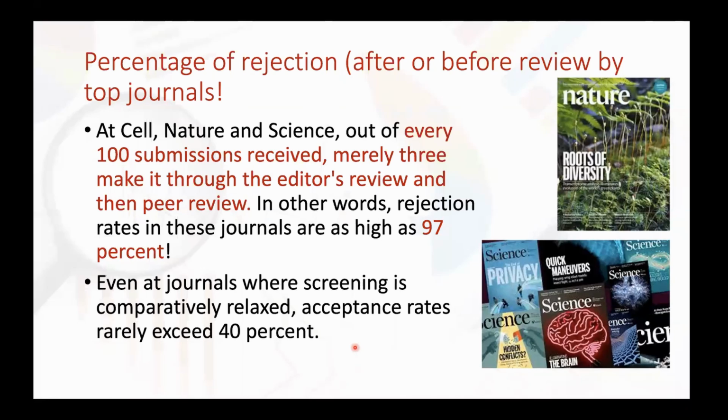Even at journals where screening is comparatively relaxed, acceptance rates rarely exceed 40%. That means even in moderate journals, the acceptance rate is maybe around 40%. So the review process is very strong in all the good journals. That you have to remember. Once you submit to a good journal and it is rejected, don't worry. This is actually a starting point. If you are a beginner, then based on the comments you receive, you can still improve and submit it to the next journal. If you have a quality set of reviews with you, then definitely you can improve. And that is how you have to learn in the process of publishing, in the process of submitting manuscripts.